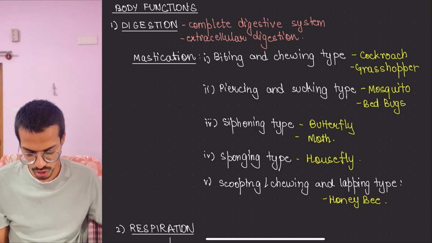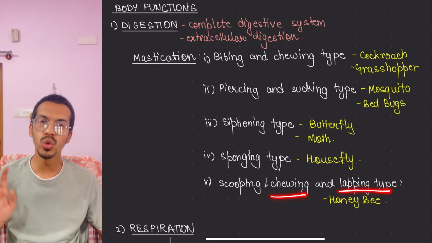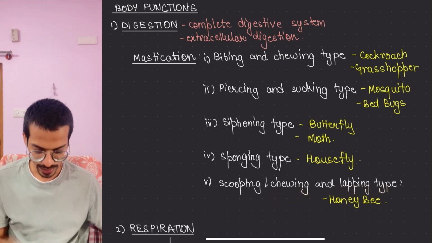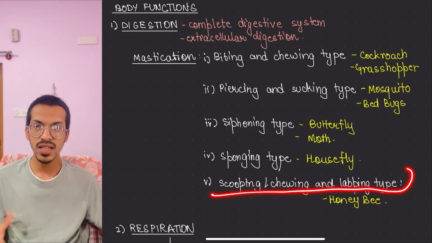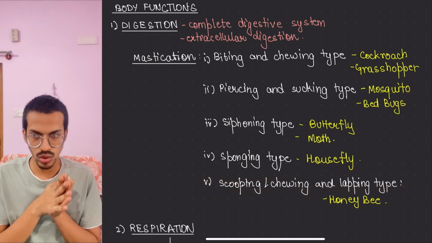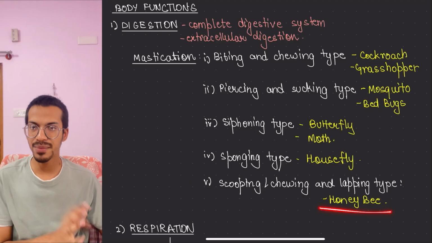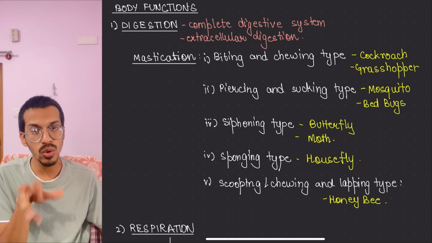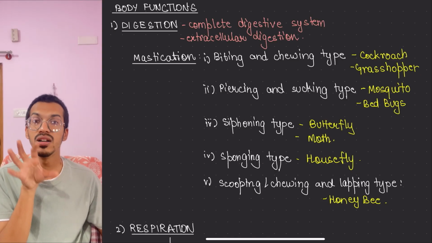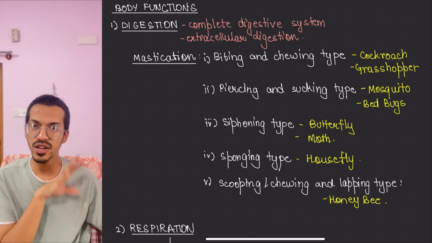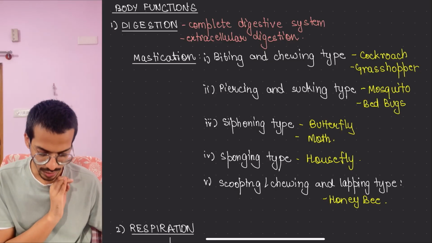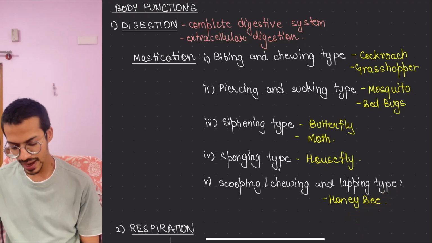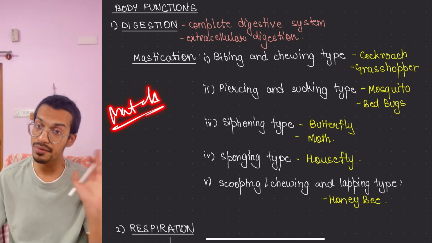Then is the scooping, chewing or lapping type. Scooping means you just scoop like this. Then you lap, you just throw it. So that is a kind of mouth which can scoop, chew and lap. That is what the honeybee does, because it takes the nectar, eats the pollen, and throws out the nectar it has taken. So this kind of mouth style is present in your honeybee. You have to remember the name and who does it. Match the following can come from here. So remember, very important point.